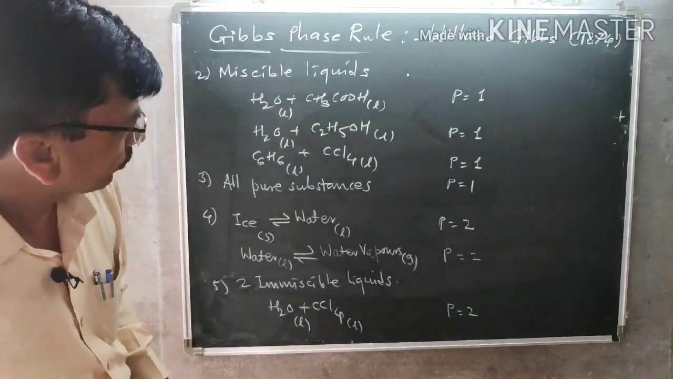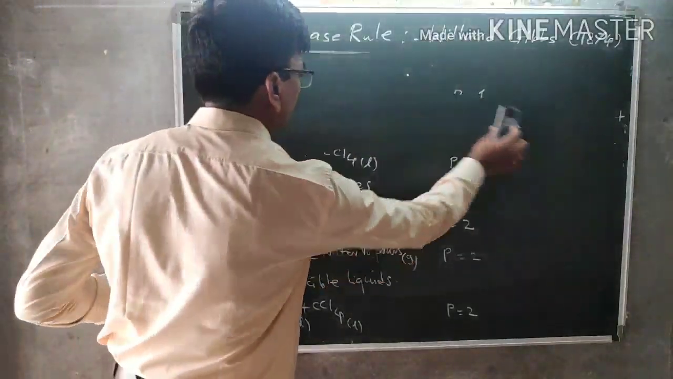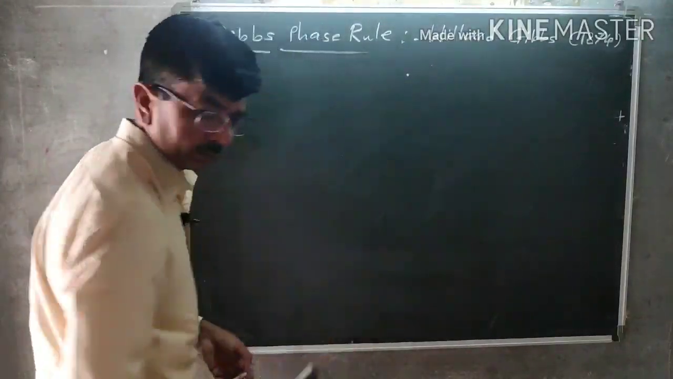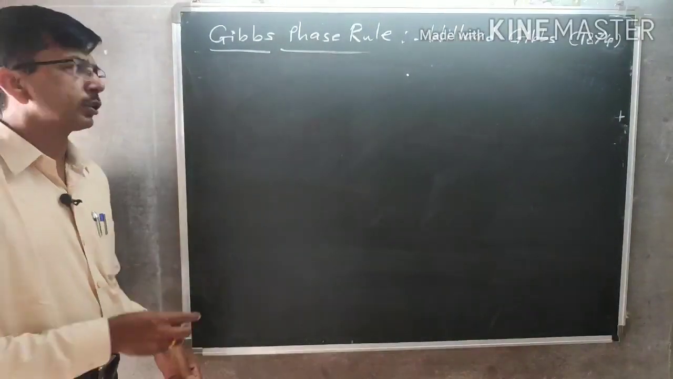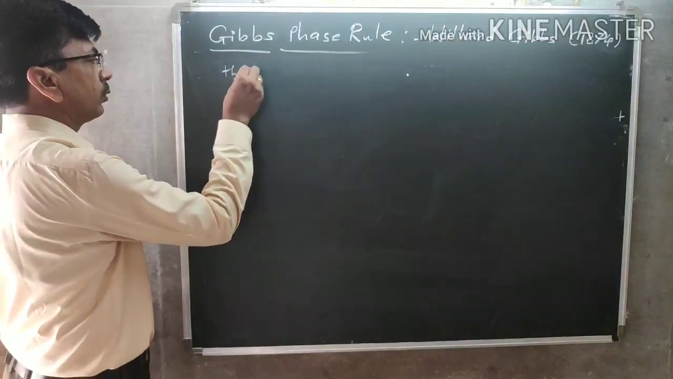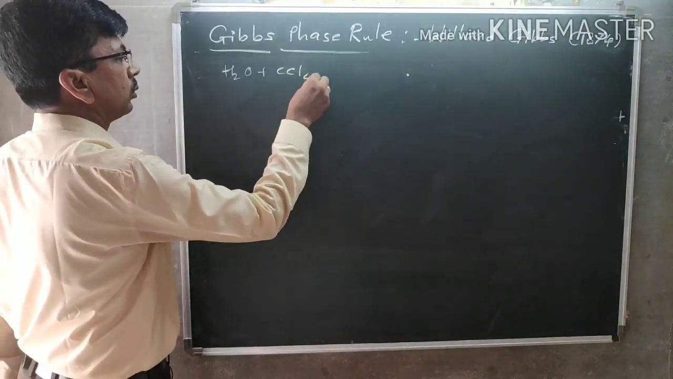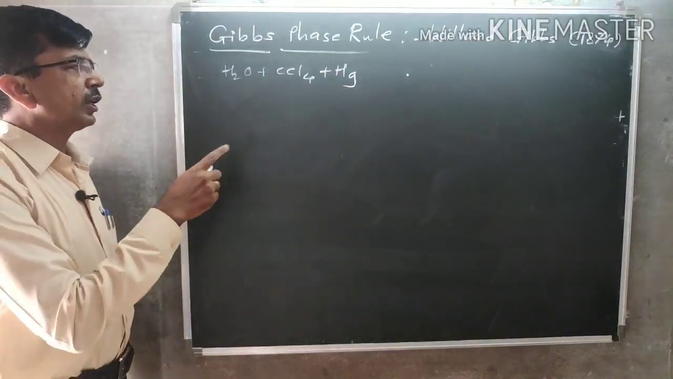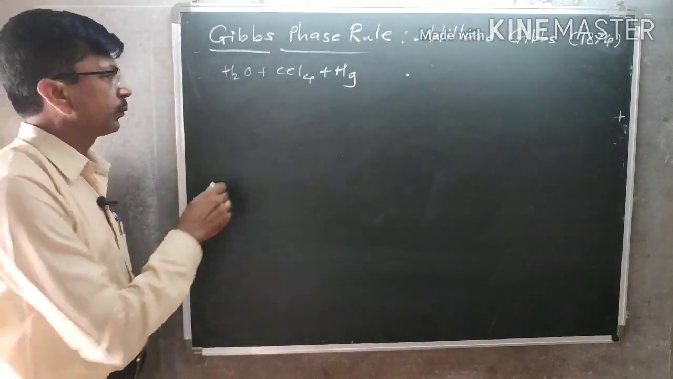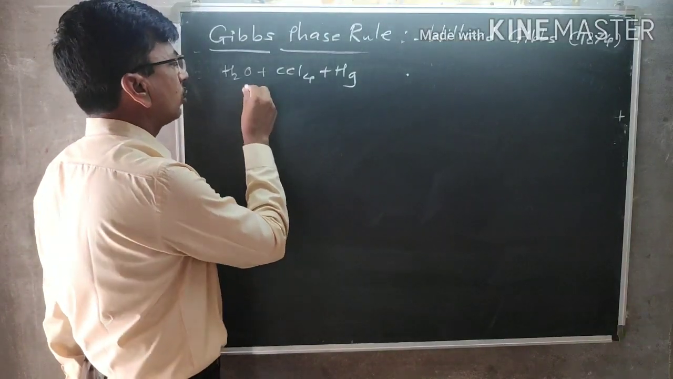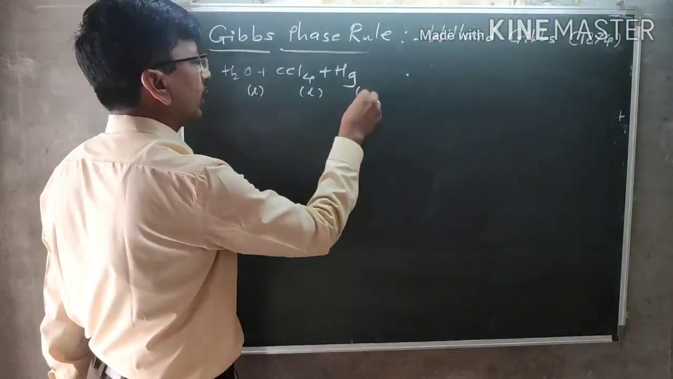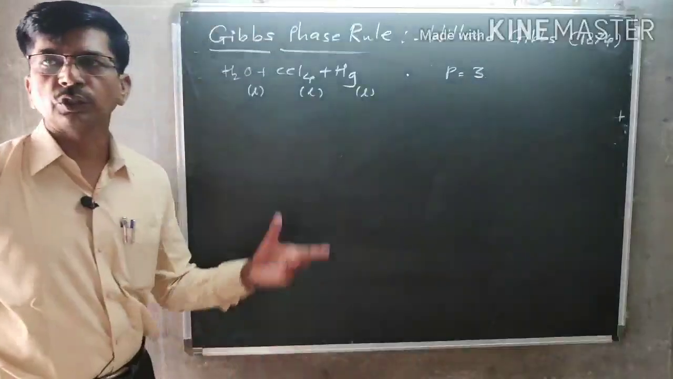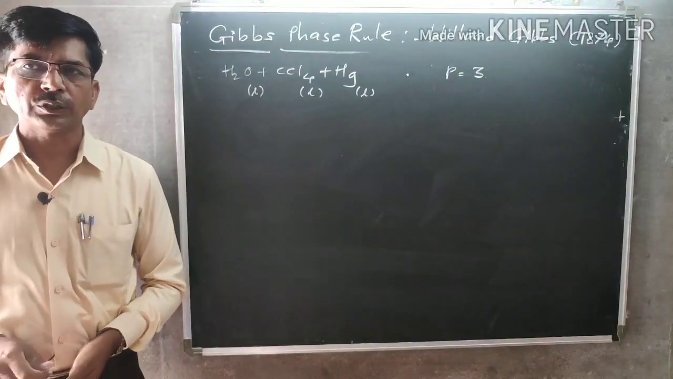One more example in the same case. Suppose that we have water, carbon tetrachloride and mercury. So in this case we have three different states. One is water, which is liquid, carbon tetrachloride is liquid, and mercury is also separated. So we have three phases. So this is an example which is having three phases.